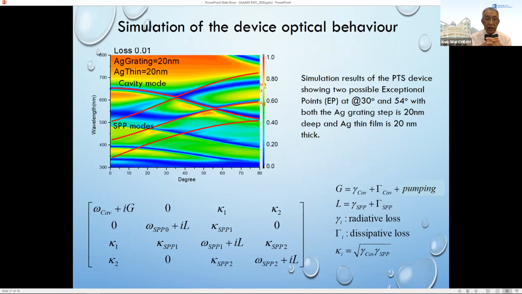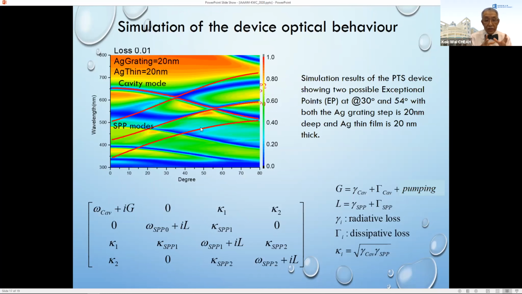So what we have also done in our work here is to look at the device and the loss in a broader term, and look at whether we can see the exceptional points. If it does conform to the characteristic of parity-time symmetry, then we should be able to see the presence of the exceptional point, EP. And indeed, we can see that at a certain parameter, where the silver thickness is 20 nanometers, there are a couple of cavity modes and the SPP mode. Here we can see two possible exceptional points at 30-odd degrees and 54 degrees.